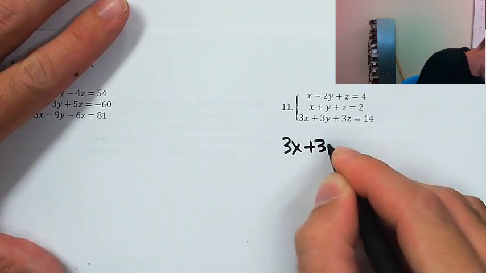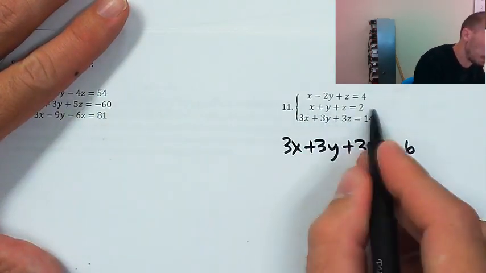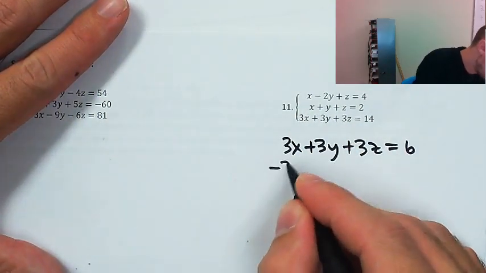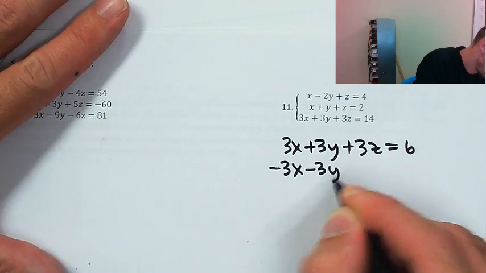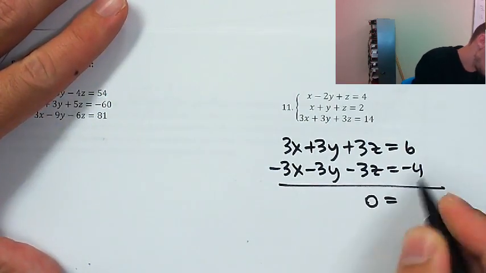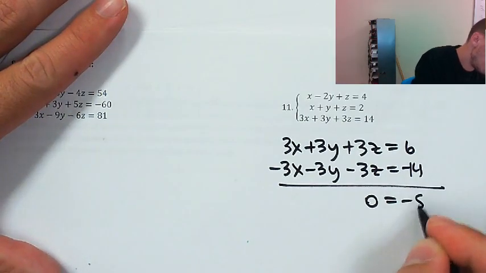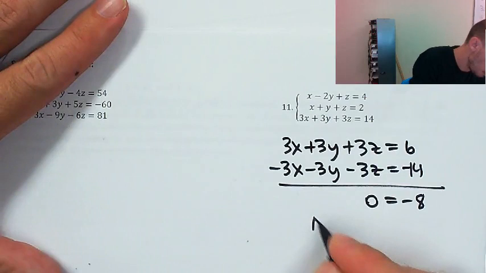3x, 3y, 3z equals 6 when I go and multiply the second equation by 2. Maybe I'll multiply the third equation by negative 1. Add these together, I get 0 equals negative 14. 0 equals negative 8. That's not true. This is no solution.